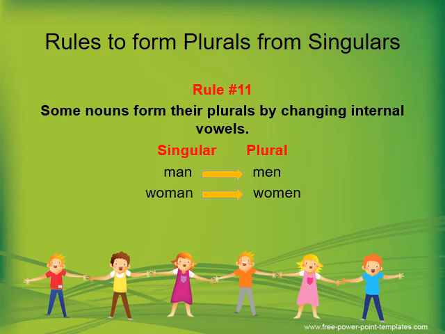Woman will become women. Foot will become feet. Mouse will become mice. So I hope you have understood rule number 11 also.